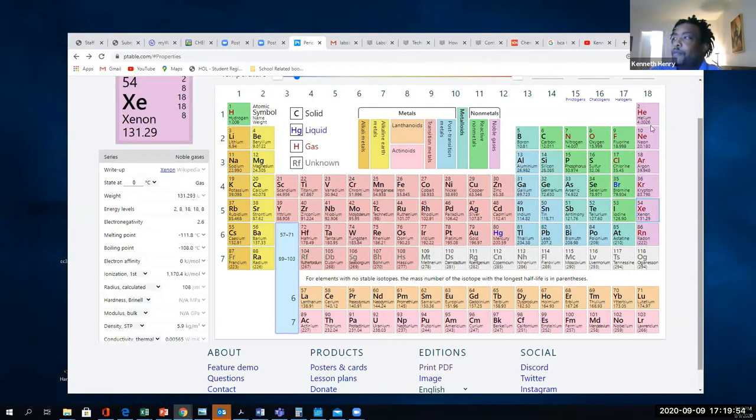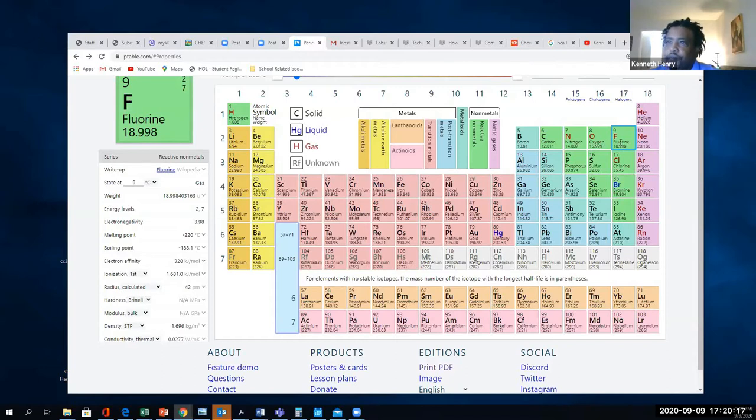So these guys have money. They're already stable, right? And so everybody wants to be like them. They want to have stability in their lives. And so the way that you get stability, if you're one of the other elements, you're going to either gain electrons or you're going to lose electrons. Now, I want you to think about this.